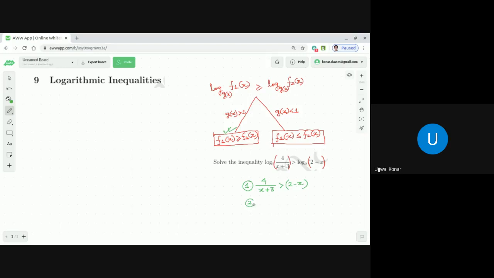4 by x plus 3 is greater than 0, na, dear students? Are you getting my point? All of you agree with me? And 2 minus x is also greater than 0. If any one of you disagrees with me, never hesitate to let me know. Clear, no?